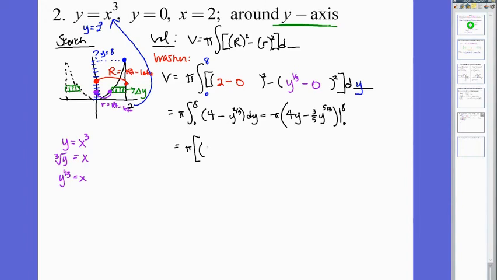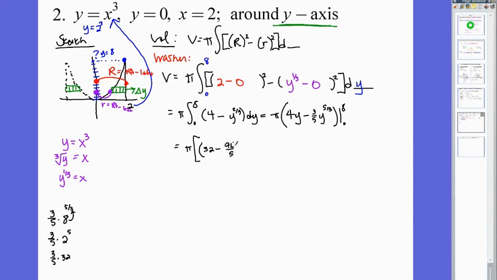So do the arithmetic. 4 times 8 gives you a 32. And then you got to plug in 8. And off to the side here, I'm trying to figure out 3/5 times 8 raised to the 5/3 power. So I'm going to take the cube root of 8 first and get 2. So then this is 3/5 times 2 to the 5th power. So then this is 3/5 times 32, because 2 to the 5th is 32. So times 32 with 3, and you get 96/5.